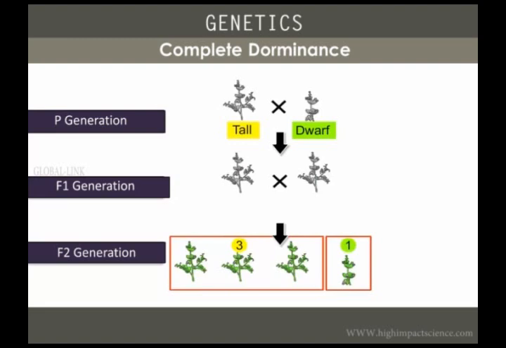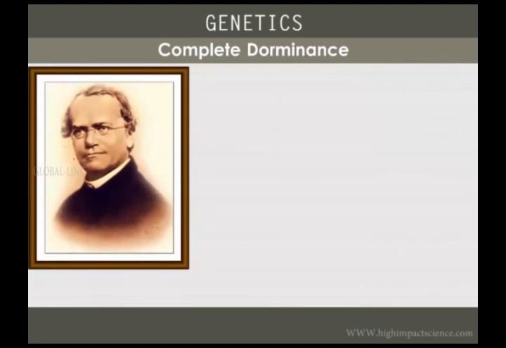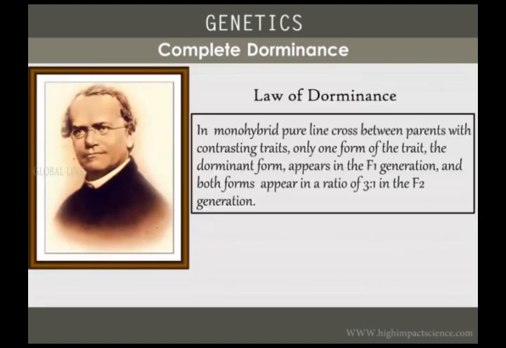This is called complete dominance, and Mendel formulated the law of dominance, which states that in a monohybrid pure line cross between parents with contrasting traits, only one form of the trait, that is the dominant form, appears in the F1 generation, and both forms appear in a ratio of 3:1 in the F2 generation.